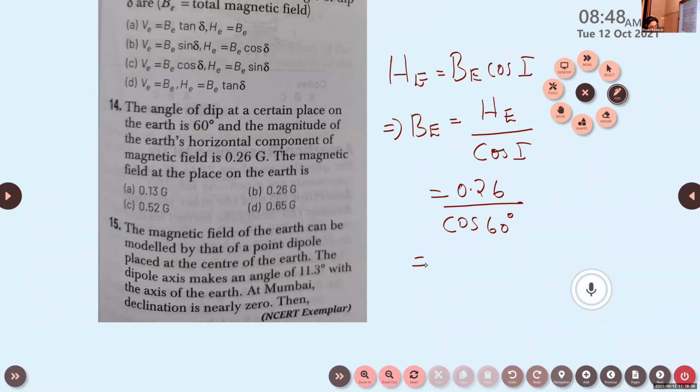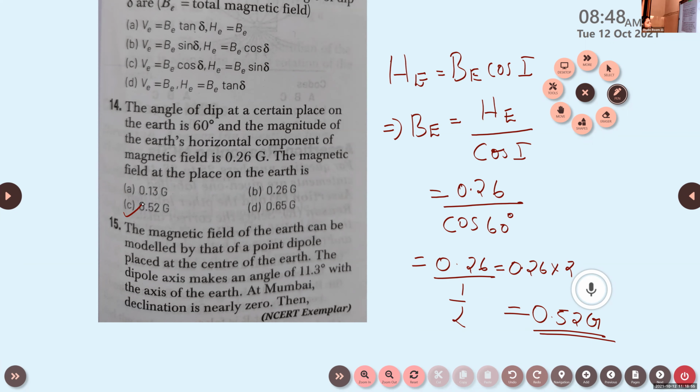What about the value of cos 60? 1/2. What about the final answer? 0.52. Option C is the right answer.